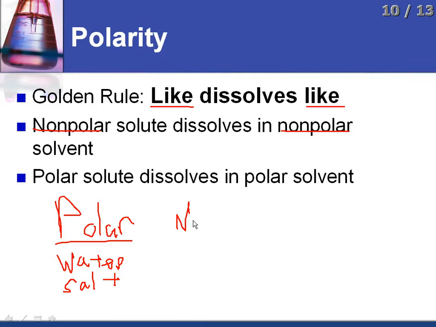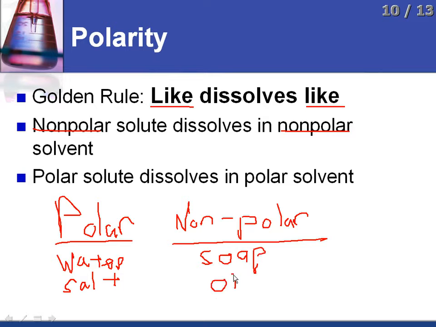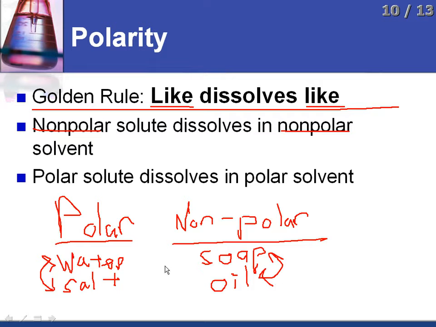Things that are not polar. Examples of nonpolar things would be soap. Soap is not polar. And oil. Oil is not polar. The golden rule: like dissolves like. Polar dissolves polar. That's why salt dissolves in water so well. They're both polar. Soap and oil dissolve together really well because they're both nonpolar. Water and oil, though, do not dissolve with each other because one is polar and the other is not polar.